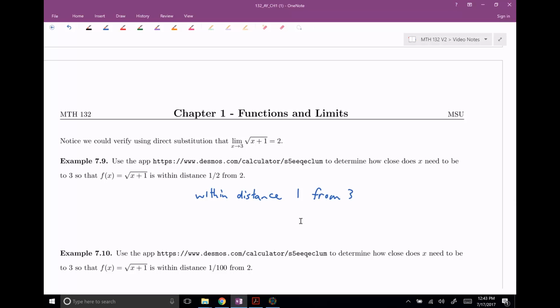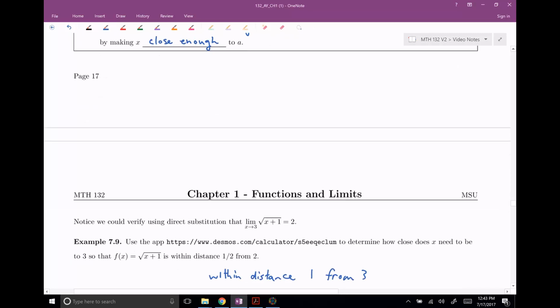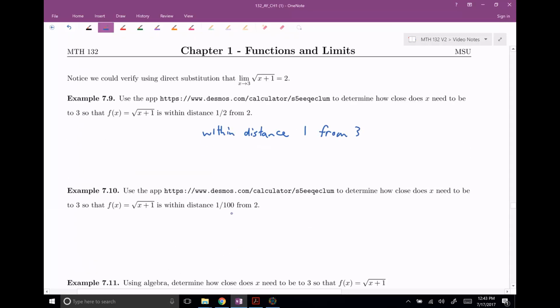Okay, so again, we were able to make f of x and its limit 2 within distance 1/2 from each other. Well, what if you would like something a little bit closer? So this is kind of close. Let's make them even closer to each other. So in this next example, I would like them to be within distance 1/100th away from each other. So f of x and 2 are 1/100th away from each other. And again, because the limit exists, we should be able to find how close x needs to be to 3 to keep our function and 2 only distance 1/100th away.